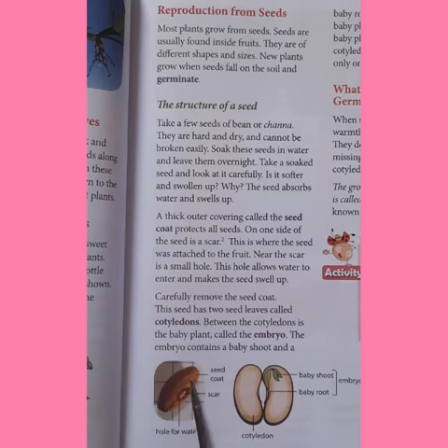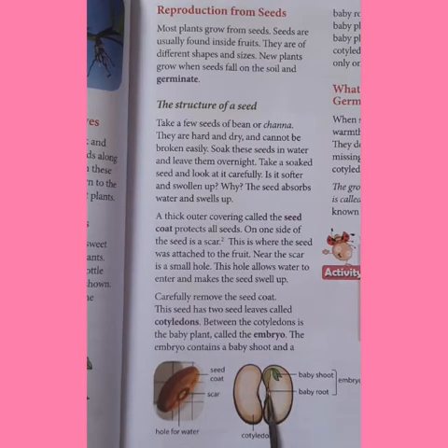If we remove the seed coat, then we can see that the seed has two leaves called the cotyledons. These two are known as cotyledons. Between the cotyledons, there is a small baby plant called the embryo. This is called the embryo. The embryo contains a baby shoot and a baby root also. These two are the cotyledons.